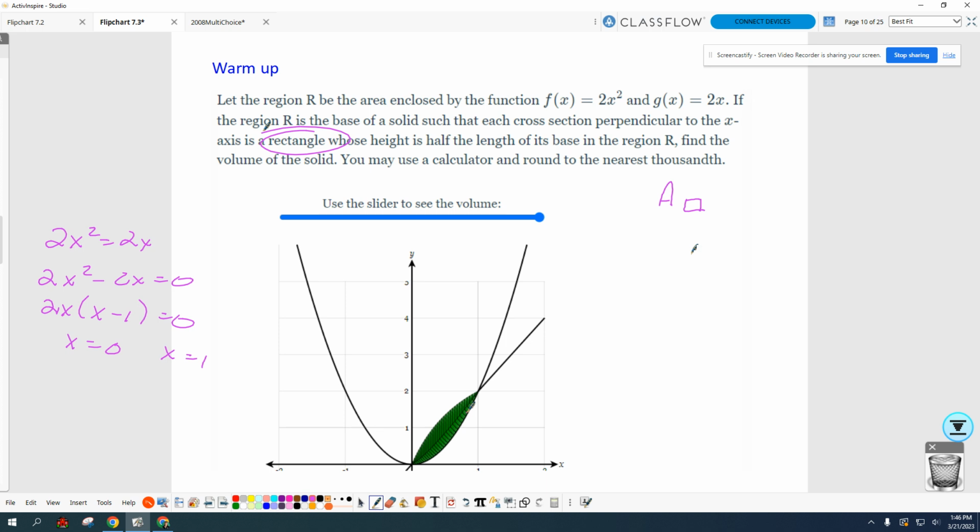It's telling me each cross section is, these don't look like rectangles, but each cross section goes this way, perpendicular to the x-axis. Please realize they could have gone this way. What do I know about the base? What's the length of the base, Morgan? What's the length of the base?